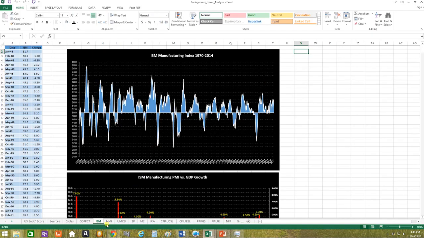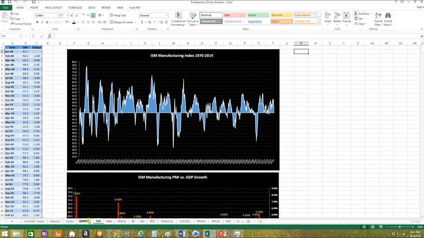And right now we're on the ISM tab. And if we just run through the sheet from the left-hand side, the first tab we have here, the first spreadsheet, is the US endogenous score. We're going to be looking at that right at the end of the endogenous analysis. Here we have our sources. Our sources are basically where we're getting the information from. We also have cycles. So these are the recessionary periods in the United States since World War II. We have our GDP percent tab.